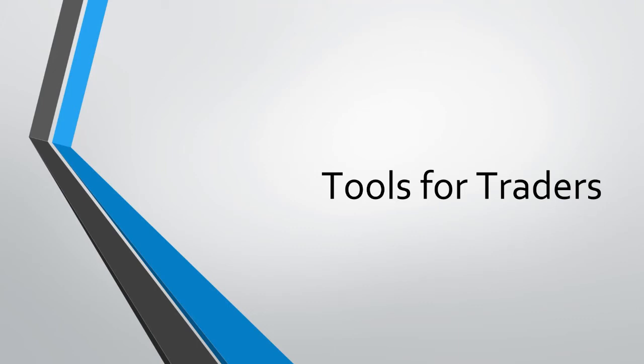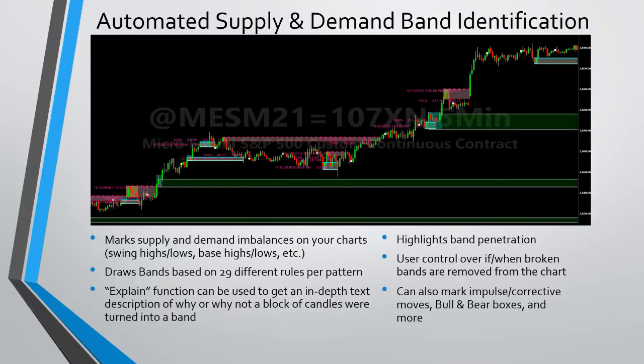This is a brief overview of tools for traders. This tool will draw bands on your charts showing supply bands and demand bands. Each pattern has up to 29 different rules that you can choose for how you want to draw things on your charts. And it will show you when price comes back into a band, like this example here.